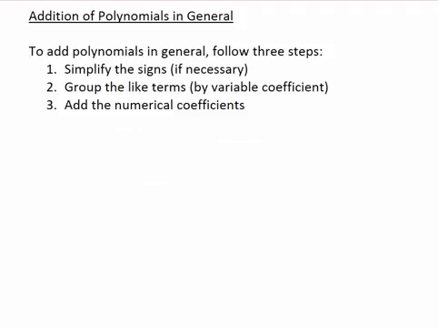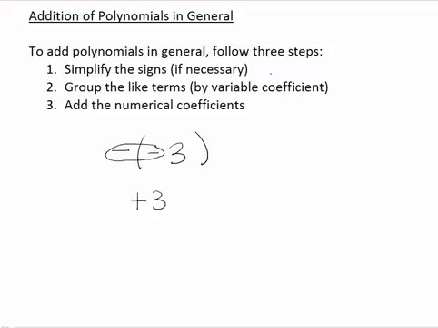The next part of the lesson deals with addition of polynomials in general. If you are given a question that says, add the following polynomials together, these are the steps that you would take. First, you want to simplify the signs if necessary. You're looking for things like two signs beside each other. We know we can simplify two negatives to a positive. That's our first step, just cleaning up the overall polynomial.